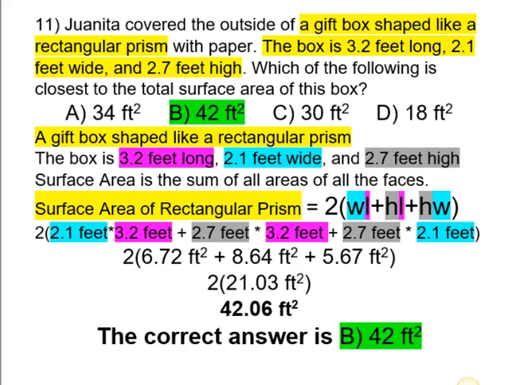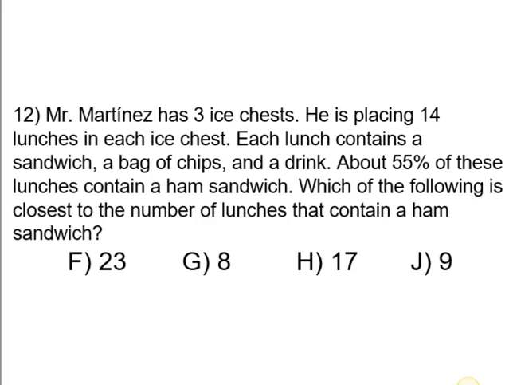Let's move to question number 12. Mr. Martinez has 3 ice chests. He is placing 14 lunches in each ice chest. Each lunch contains a sandwich, a bag of chips, and a drink. About 55% of these lunches contain a ham sandwich. Which of the following is the closest to the number of lunches that contain a ham sandwich? F, 23; G, 8; H, 17; J, 9.